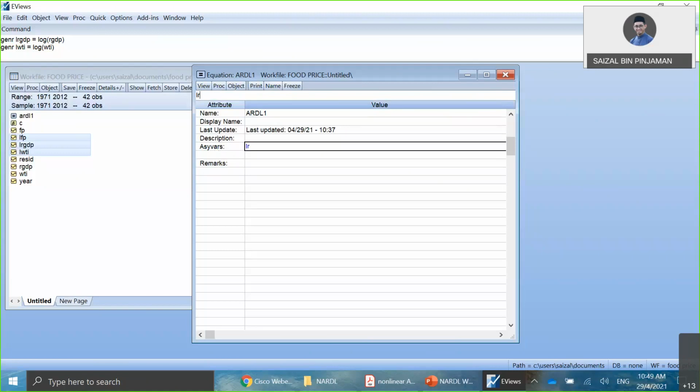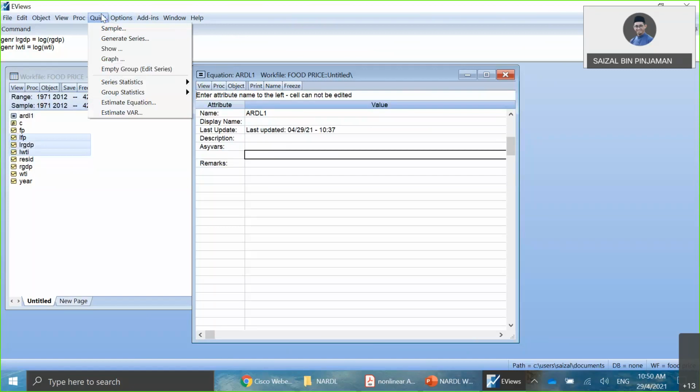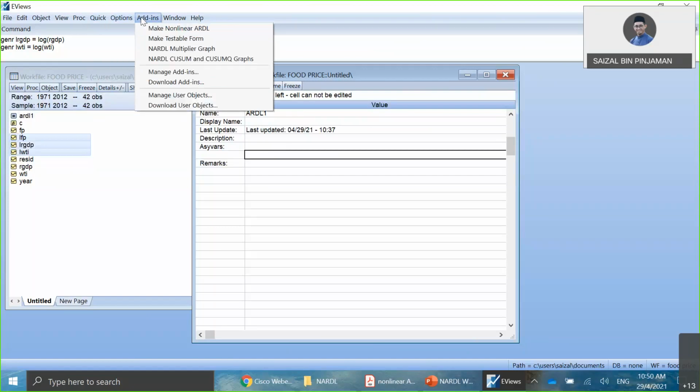And we choose the LRGDP as well as LWTI, the lag value of the real gross domestic product and the lag value of the fuel price, because these two are our independent variables. And then after that, you click enter. All right. So after that, in the add-ins, click add-ins.